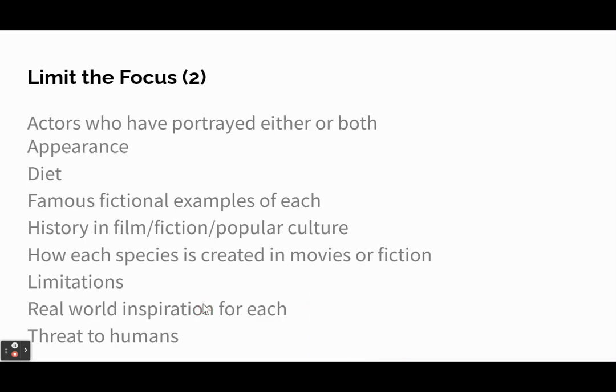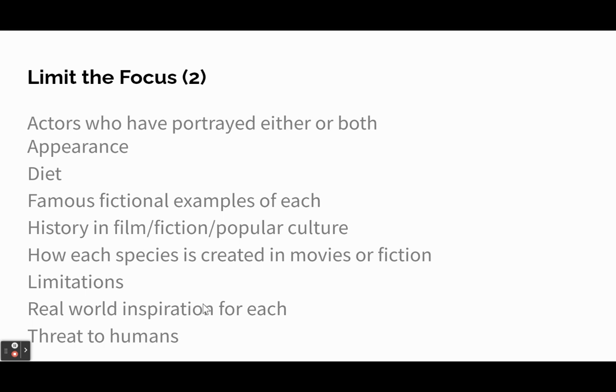So, for example, I could talk about actors who have portrayed either zombies or vampires, or actors who have portrayed both zombies and vampires. I can talk about the appearance of vampires. I can talk about the appearance of zombies. I can talk about the diet that each one has. I can talk about the famous fictional examples of each. I can talk about the history of each in film or fiction or popular culture. In the length of the essay we have here, that might be the whole essay in and of itself.